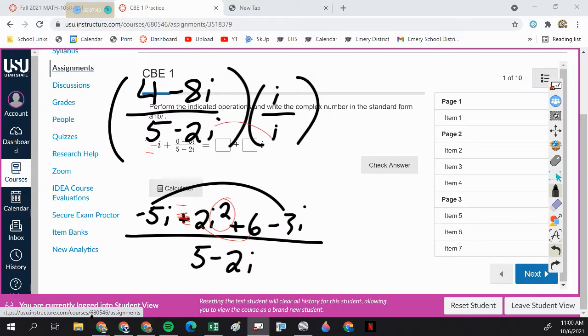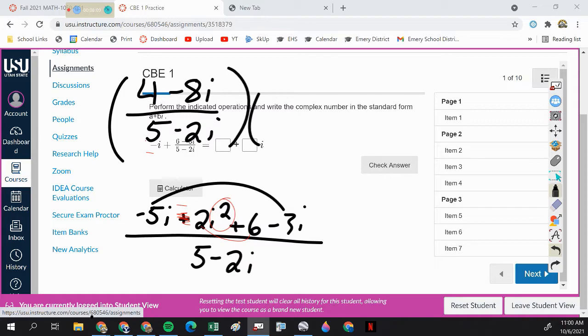Well, this would become i squared, which will simplify, but now I've just moved the i to the other side. So that's not going to work. We have to do a little bit of a trick. Any idea what it is? Anybody know? Yes. Multiply by the conjugate of the denominator.